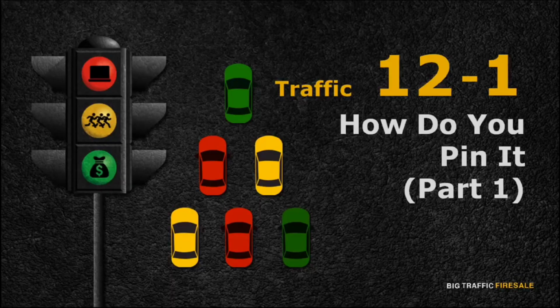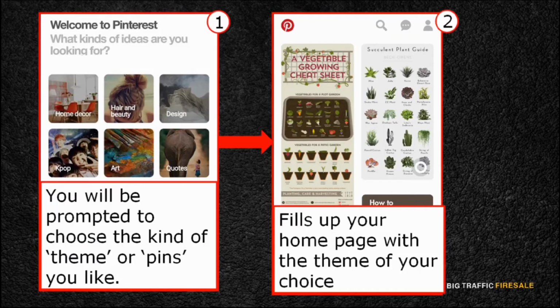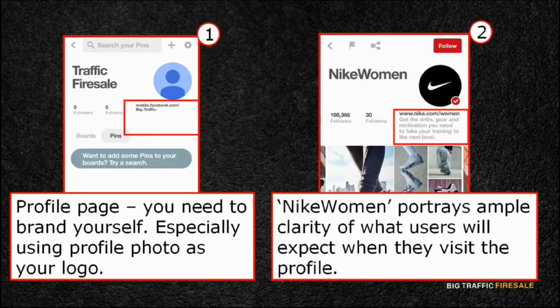Hello and welcome back. In this module, you learn how to set up your Pinterest account and start pinning. Like any social network application, you need an email to register. Click the register button and you are directed to a page requesting the necessary information. Once you've filled in the required fields, you will be prompted to choose the kind of theme or pins you'd like. Pinterest automatically fills up your home page with the theme of your choice. Then you're directed to your profile page.